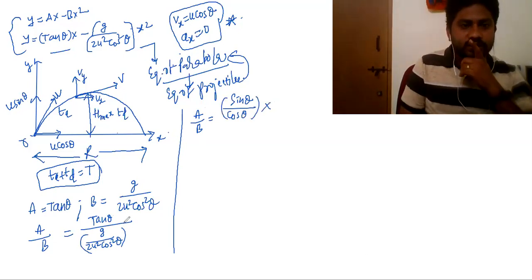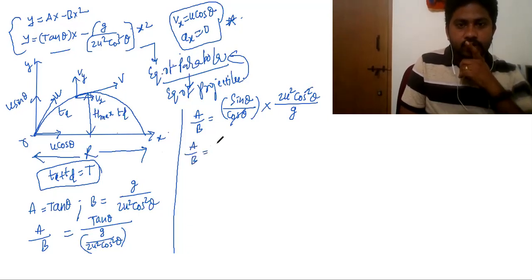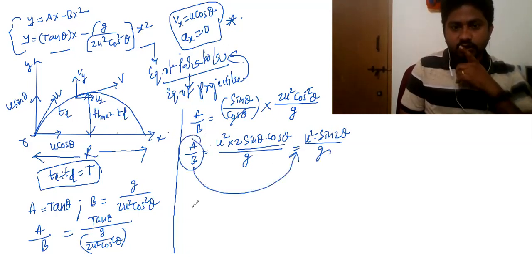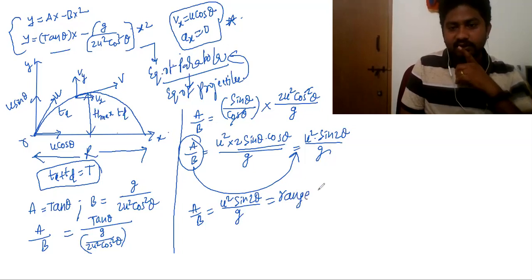Into, this denominator I can take to the numerator, that will be 2u square cos square theta divided by g. So one cos theta is cancelled here. So A by B is equal to u square into 2 sine theta cos theta divided by g. And 2 sine theta cos theta is what? Sine 2 theta. So A by B is equal to u square sine 2 theta by g. This expression is called the range of a projectile, my dear students. Understand?